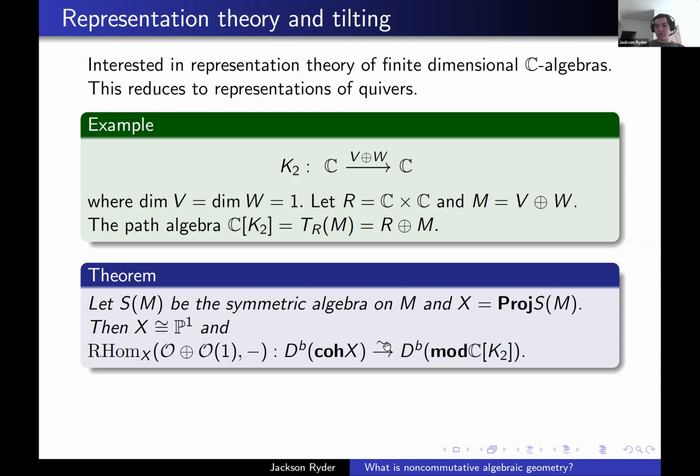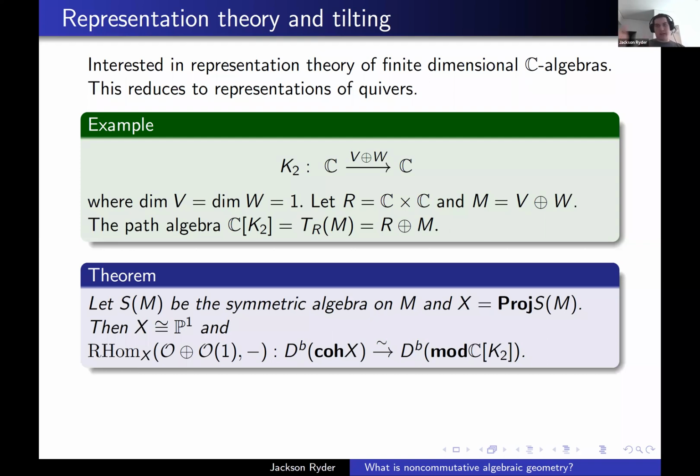And it doesn't just work for P1, I guess. Any projective variety is going to have a tilting bundle on it, which will tilt to the path algebra of some finite acyclic quiver. Okay, so this is all well and good, but we're not just interested in finite dimensional C algebras.